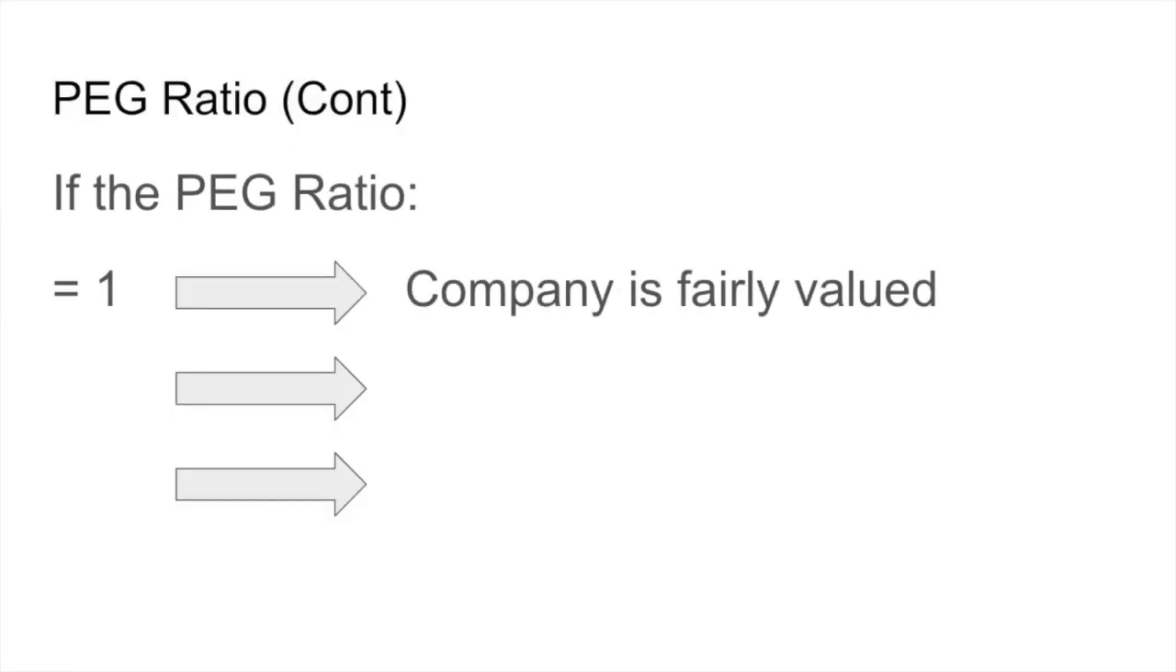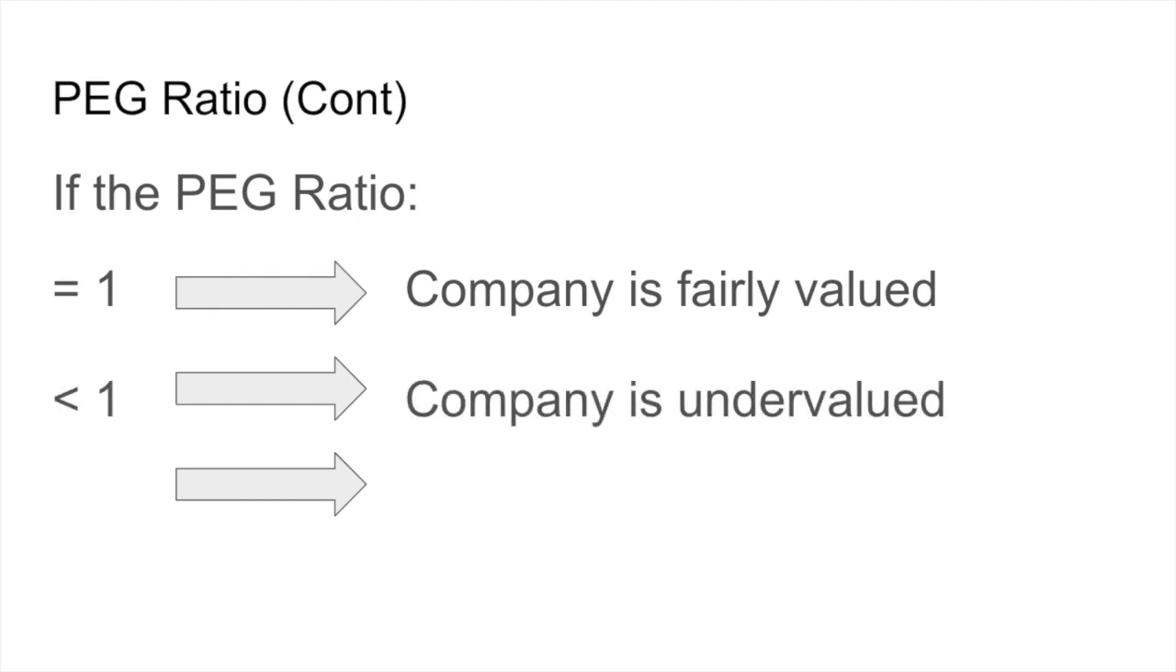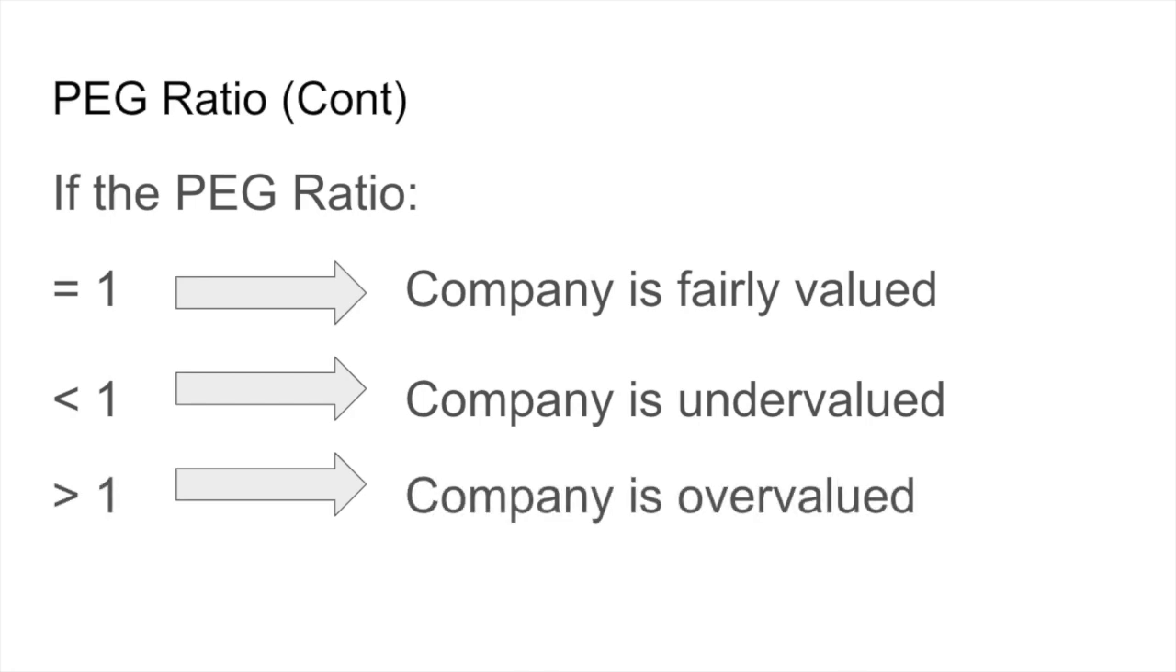And because Peter Lynch says that if the PE ratio and earnings growth rate are equal, the company is fairly valued, the PEG ratio will always equal 1, and that will mean the company is fairly valued. However, if the PEG ratio is less than 1, the company will be undervalued because the growth rate will be higher than the PE ratio. And using that logic, if the PEG ratio is over 1, the company will be overvalued because the earnings growth rate will be lower than the PE ratio.